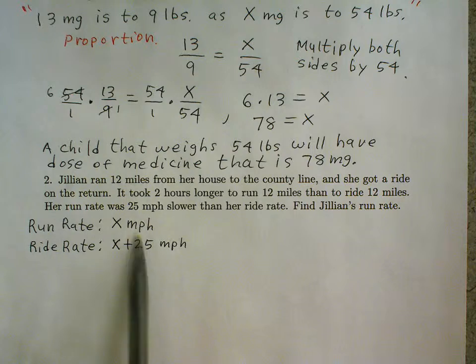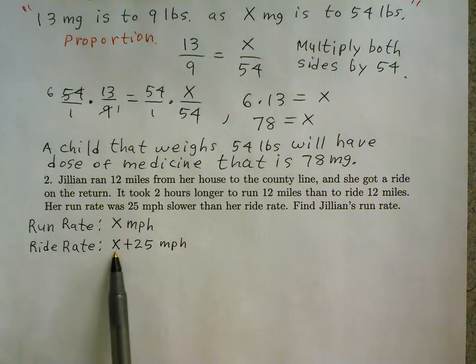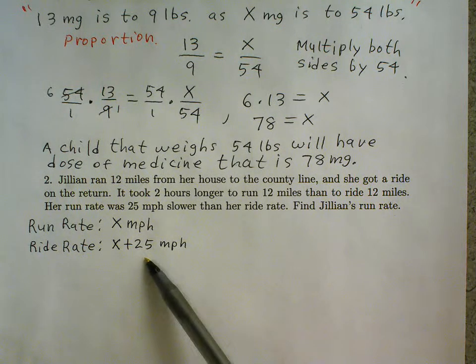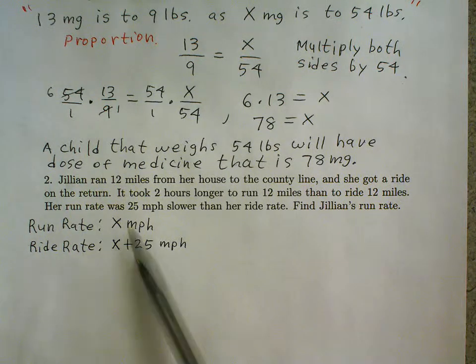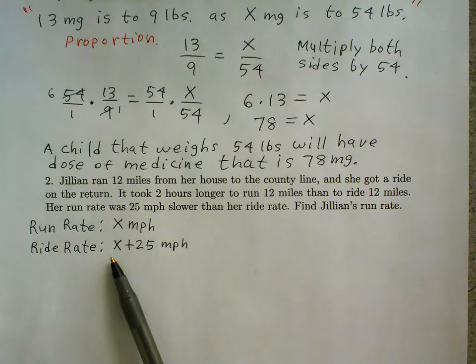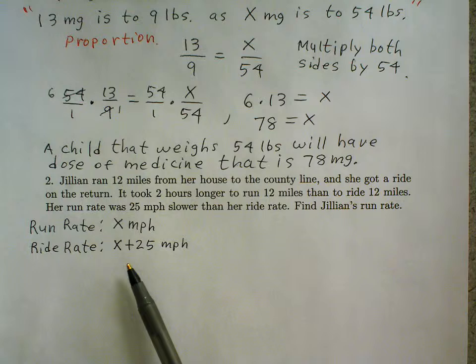We can check to make sure that makes sense. X plus 25 is 25 more than X. Or we could say X is 25 less than X plus 25. So that appears to be a satisfactory variable representation for the run rate and the ride rate. It's not the only way that we can represent them, but this is good enough. Okay, so now what?